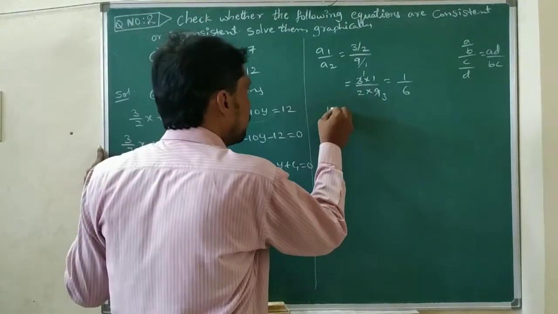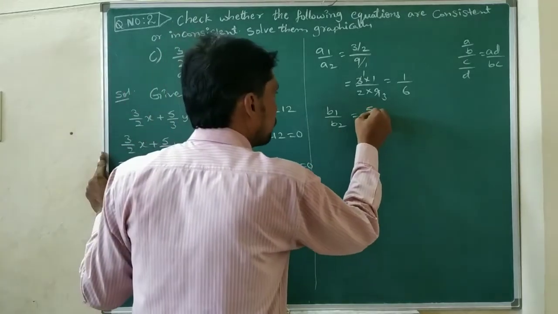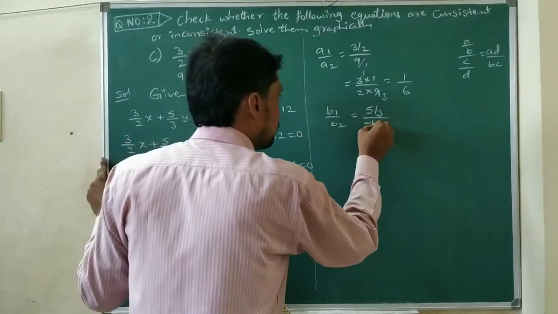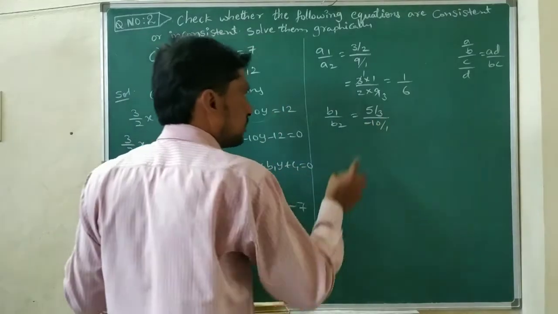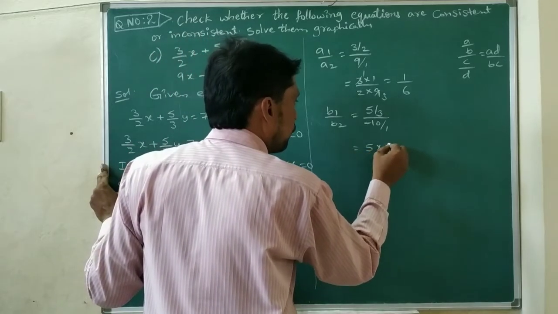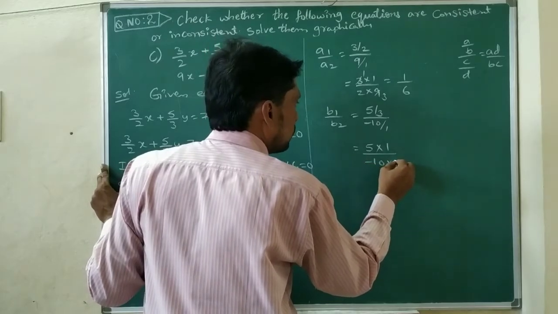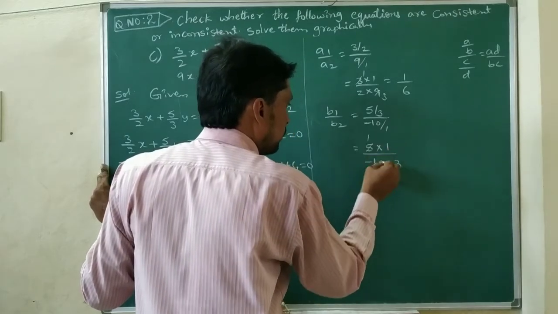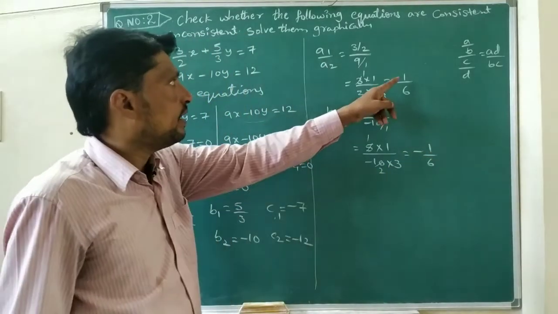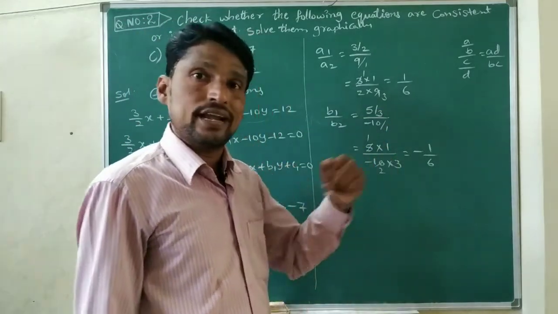Now you can take b1 by b2. So b1 means 5 by 3, divided by b2, which means minus 10. Minus 10 you can write as minus 10 by 1. A by b divided by c by d means ad by bc. A by d is 5 into 1, and bc is minus 10 into 3. So 5 into 1 is 5, and 5 2s are 10, so it equals minus 1 by 6. So here a1 by a2 we got 1 by 6, and b1 by b2 we got minus 1 by 6.